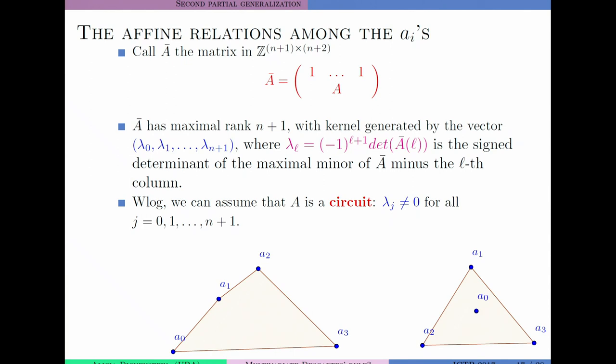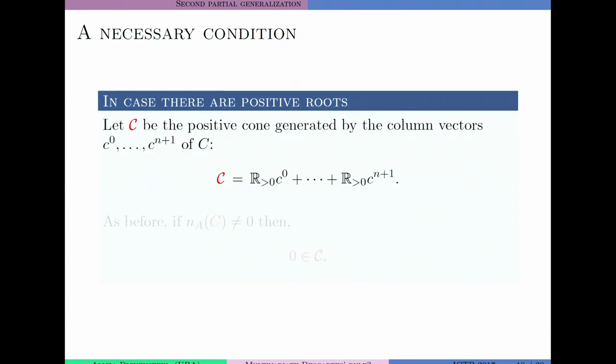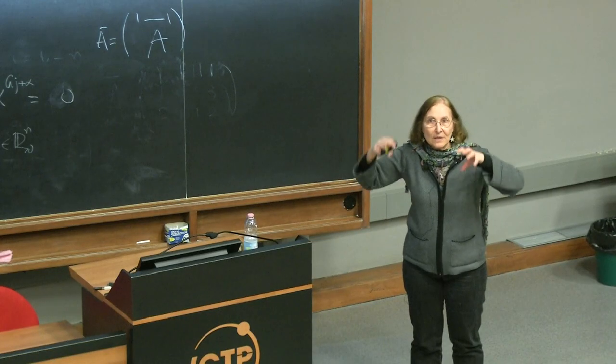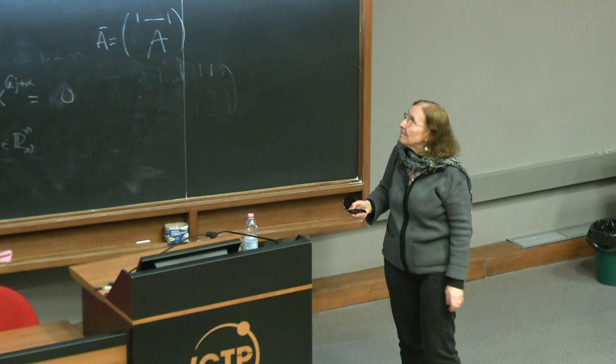And if I start moving this point up to here, when this point gets here, one of the minors of A bar is going to be zero. If I move it here, one minor that was positive will become negative, or the other way around. So you cross from this configuration to this configuration, but at some moment one minor becomes zero. So the minors of this matrix explain the relative positions of the points in n space.